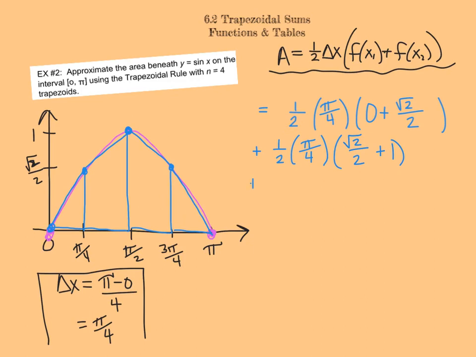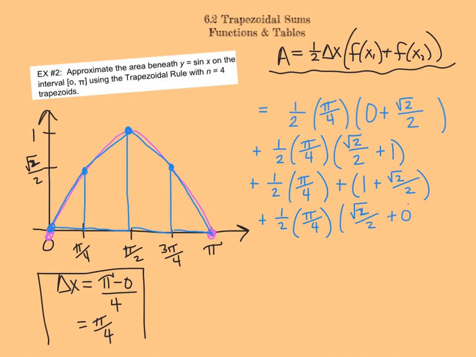Okay. Plus, our next one is, again, 1/2 pi over 4. Plus our heights, which are 1 and root 2 over 2. And our last one, our heights are root 2 over 2 and 0. All right, now we have 4 terms. This one, this one, this one, and this one, 4 trapezoids.